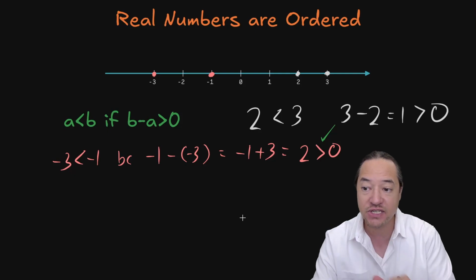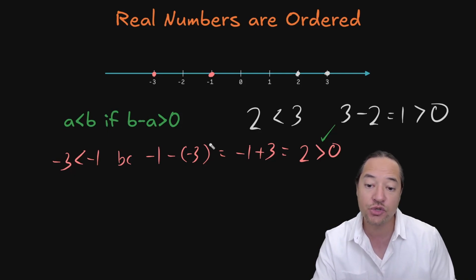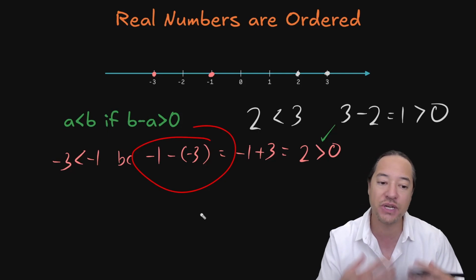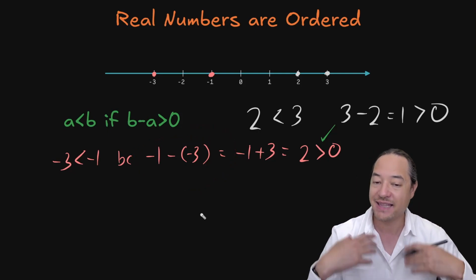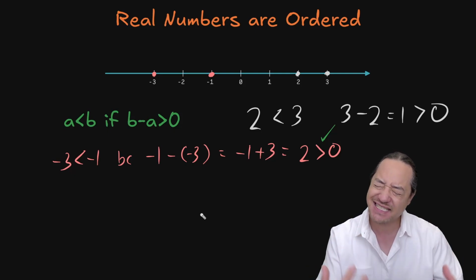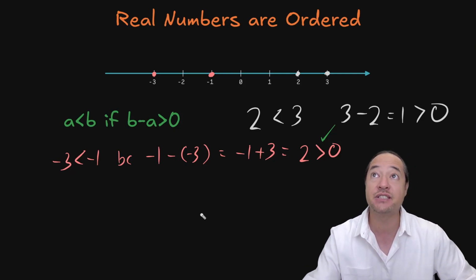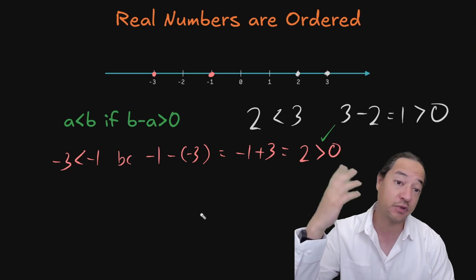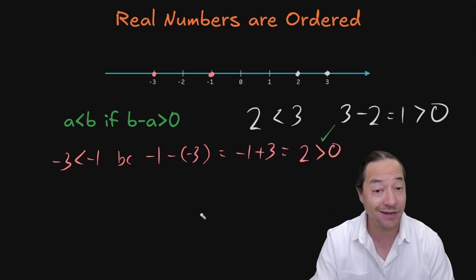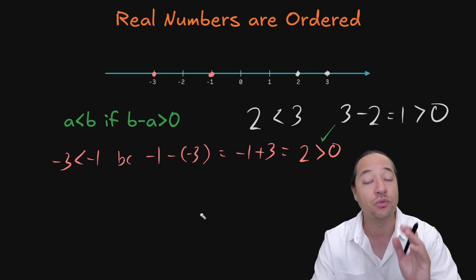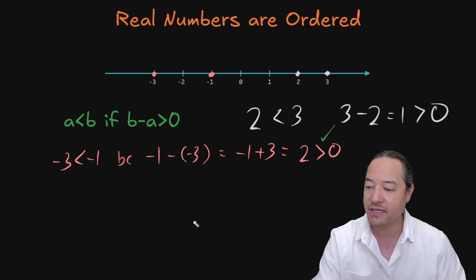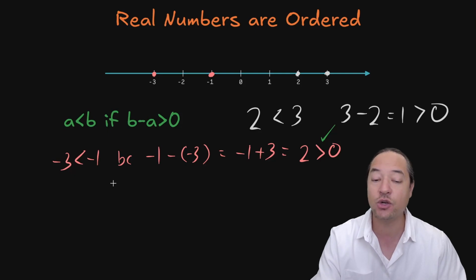If we had reversed it, if we had said -1 is less than -3, then when you try to do this comparison, you will get a negative number, so you know that's not true. Okay, so the concept of real numbers being ordered seems really simple, seems really obvious, but actually we will wind up learning about other kinds of numbers that are not ordered. So this is not a property that every single type of number has. Real numbers do.